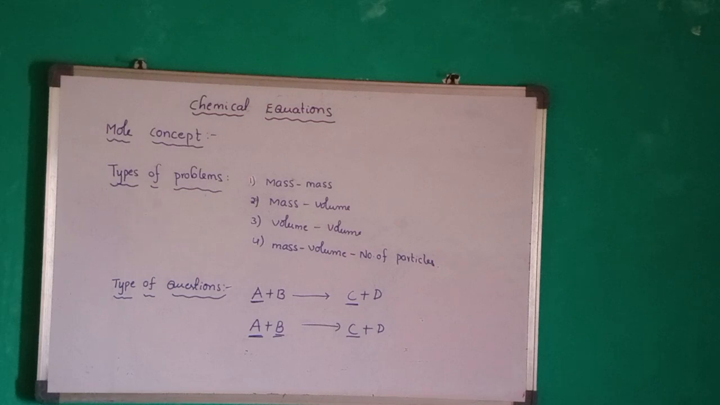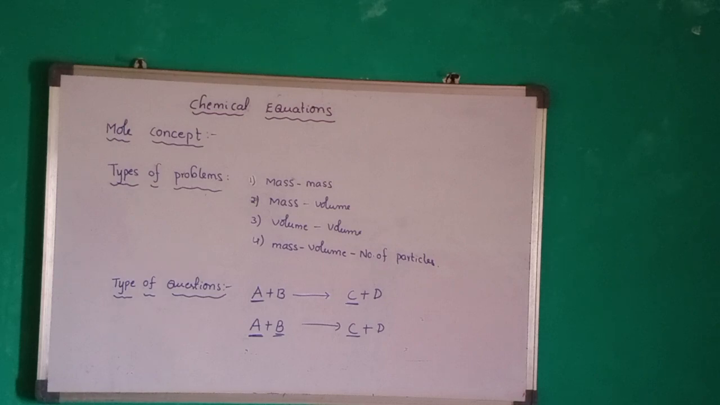In this screen you can observe the types of questions and how they will ask them. I have given an equation: consider A plus B gives rise to C plus D. Let's consider this a chemical equation. In this equation I underline A and C. This is the first category. In this type of problem, they'll give one reactant value or product value, and we need to calculate the other one. They'll give one particular reactant or one particular product, and with respect to that we need to calculate the other.